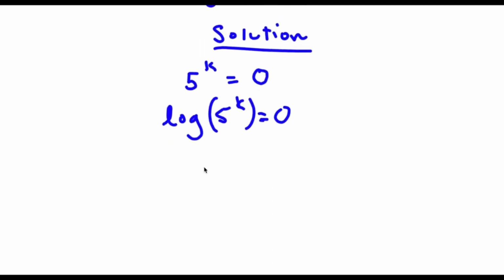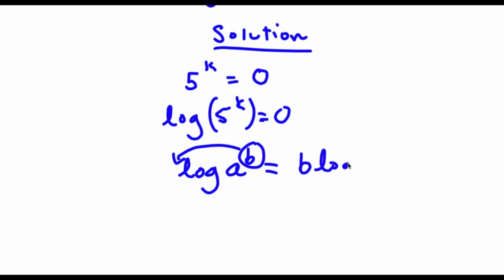Now, an important property of logarithms is that if I have something in the form log a to the power of b, I can actually move this exponent b to the front of the logarithm. So this would be equal to b times log a.